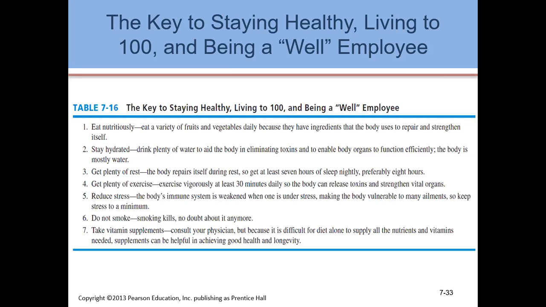So the fourth concern in the same regard is get plenty of exercise. Even the organizations are having their own gyms at the organizational facility, and exercise vigorously at least 30 minutes daily so the body can release toxins and strengthen vital organs. Another concern can be reduced stress. The body's immune system is weakened when one is under stress, making the body vulnerable to many ailments. So keep stress to a minimum. So organizational stress, job burnout, job anxieties, these are all the things which the employer should be taking care of related to the employees.